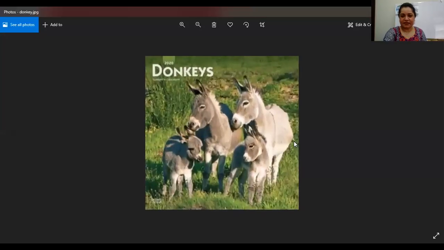Okay, so I'm going to show you another picture. And yeah, look at this. Donkeys even have fur on them. See? They look so cute. The color of the fur is different from the sheep's, which we have seen, right? So donkeys also have fur on them, right?